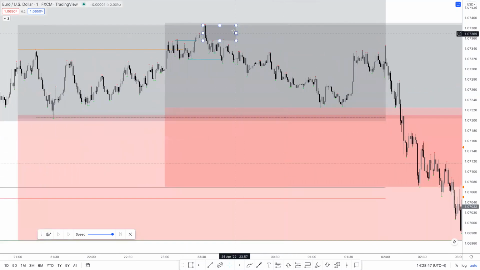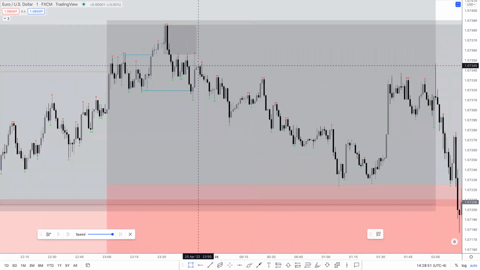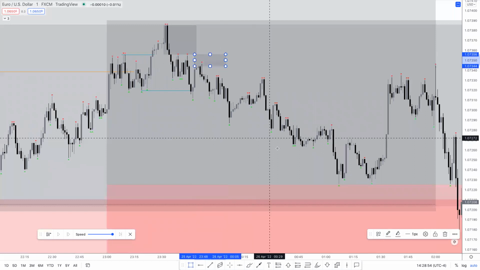Now, if we wanted to play the order flow, all we have to do is take extreme to extreme like this.